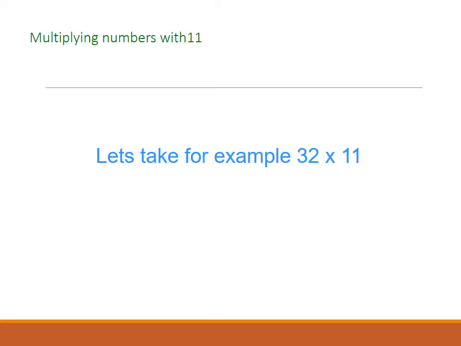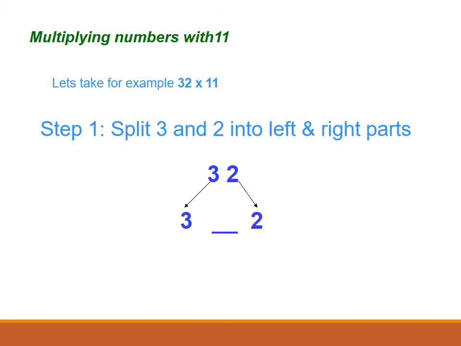Multiplying numbers with 11. Let's take, for example, 32 into 11. So let us see how to do it. First, we will start with 11 and move to 12, 13 and then up to 19. So let's see this step by step. Now let's take an example: multiplying numbers with 11, 32 into 11.